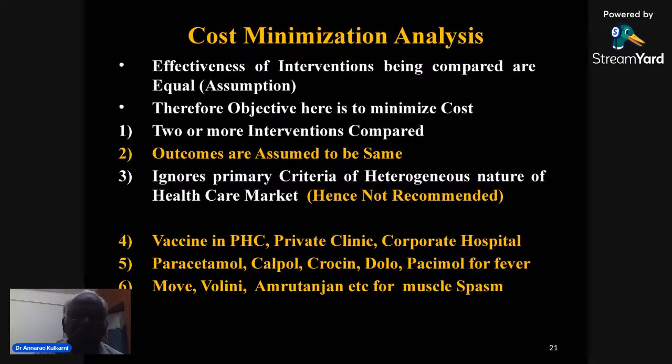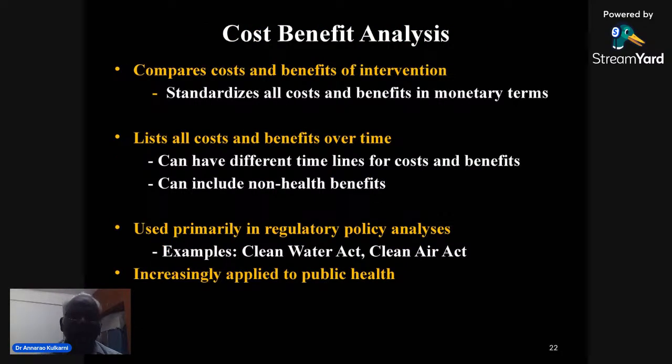So we can choose the vaccine where it is easily available and free. So this is just to understand. But anyway, this cost minimization analysis is not normally recommended by the economists, so we will not emphasize much on that. Next three are important, so we'll understand them a little better.